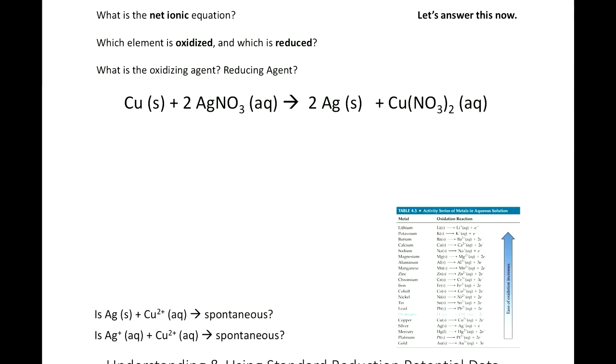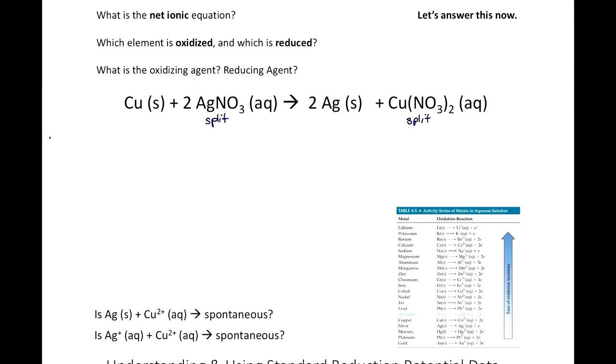So let's think about the things that we can split. Is copper solid a strong electrolyte? No, it's not ionic, so it's not going to be an electrolyte. What about silver nitrate? Yes. Do we split it? Yes, we split it because it's a strong electrolyte, it's ionic, and it's aqueous. Do we split silver solid? No, because it's not an electrolyte. What about copper nitrate? Yes, we split that because it is aqueous and it's a strong electrolyte.